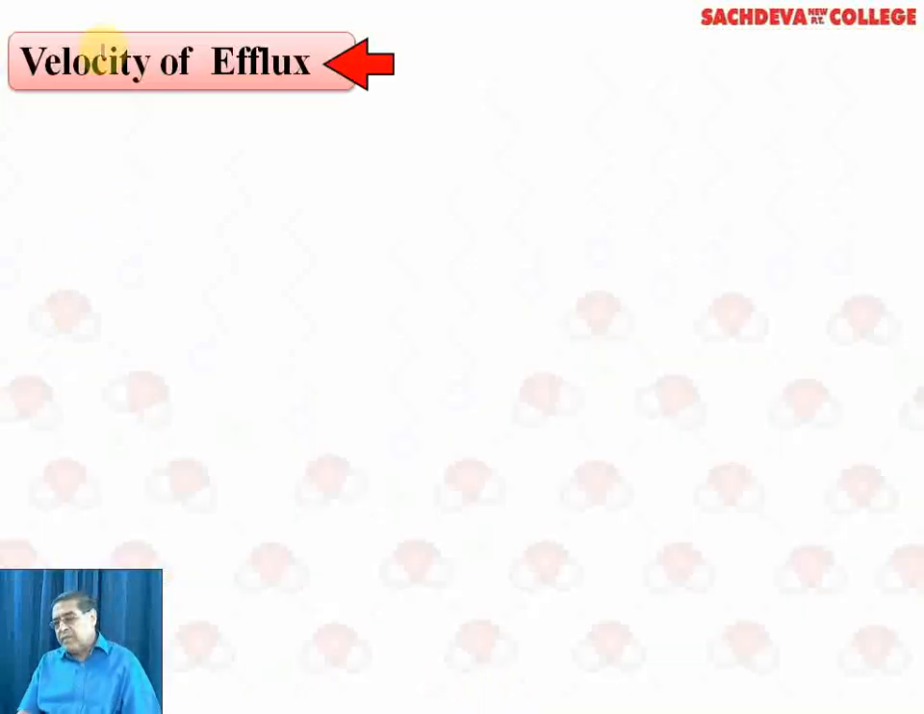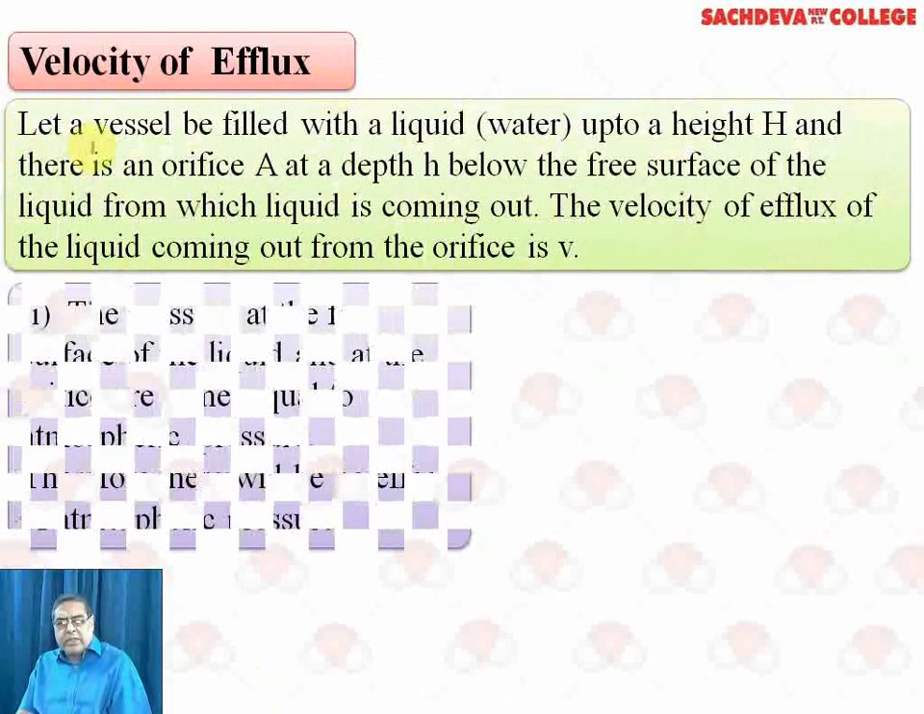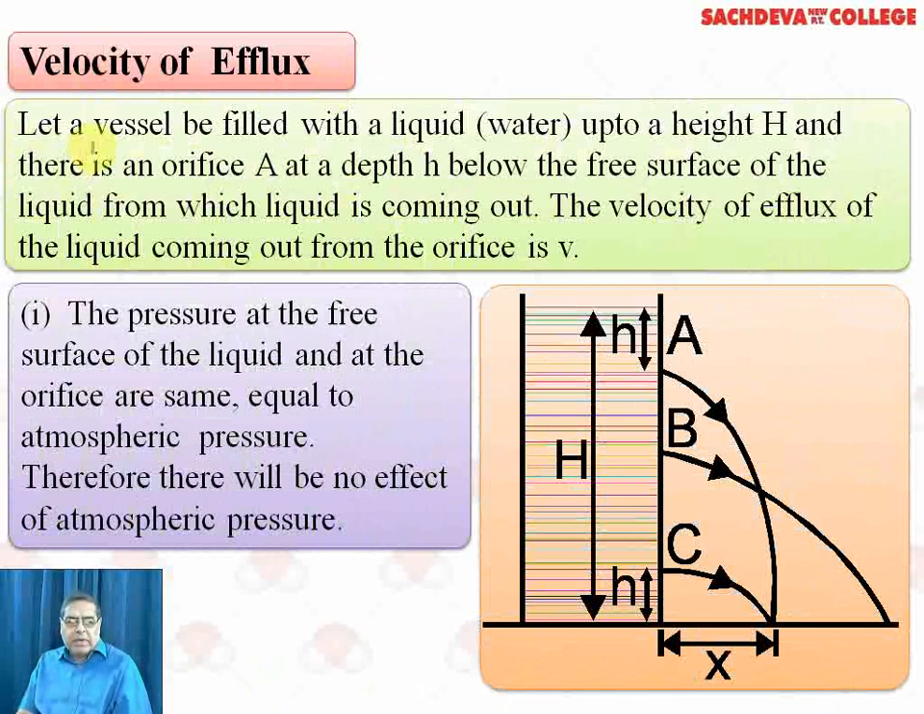Now, velocity of efflux. Now we come towards the velocity of efflux and the Torricelli theorem. What exactly we are finding in the figure is that there is a container in which the water is up to height H, and at height small h, there is an orifice or a hole. Water comes out of the hole and falls on the ground. Its trajectory is short and the range will be x.